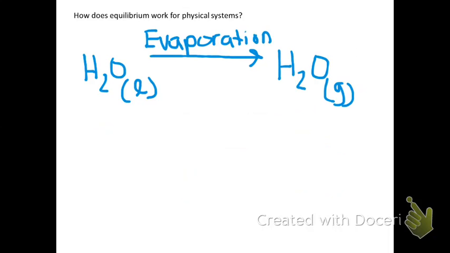All right, but I think you're very well aware that this is a reversible process, because a gas can also go in the backwards direction to become a liquid again. It can be condensed, and so we call this condensation.